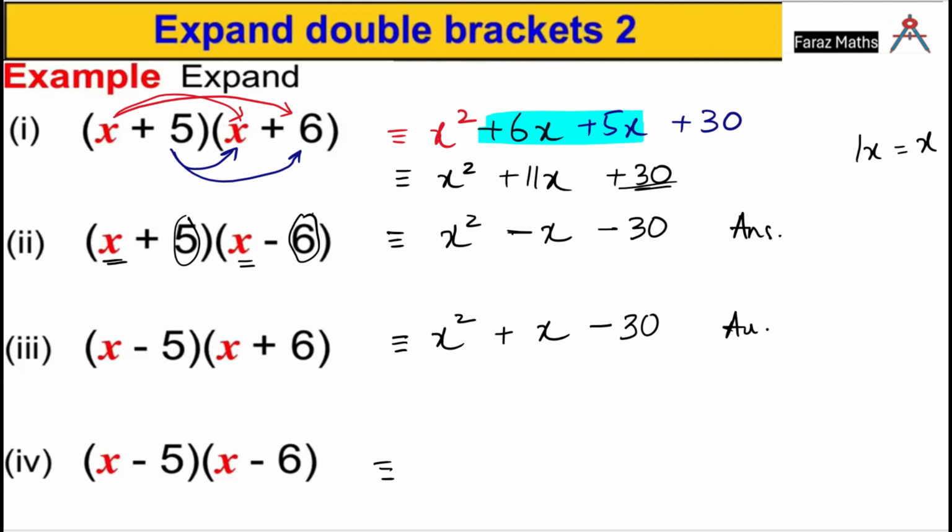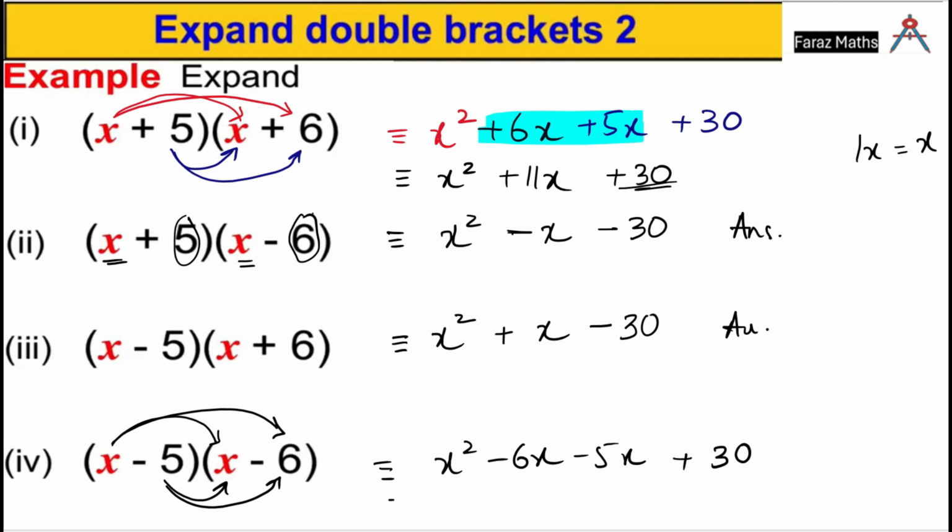Okay, the last one, we can do it in the same way, x times x, x squared, and then x times minus 6, minus 6x, minus 5 times x, minus 5x, and minus 5 times minus 6, plus 30. So we have x squared, minus 6 and 5. Minus 6 and minus 5, they both are adding with each other because two negative numbers always add with each other. Minus 11x plus 30.